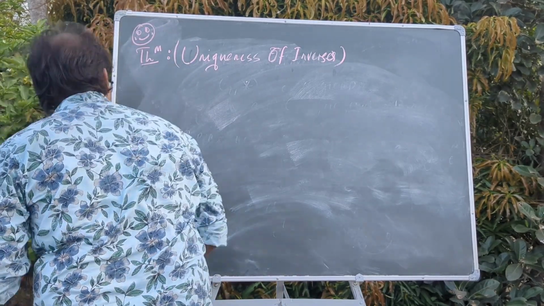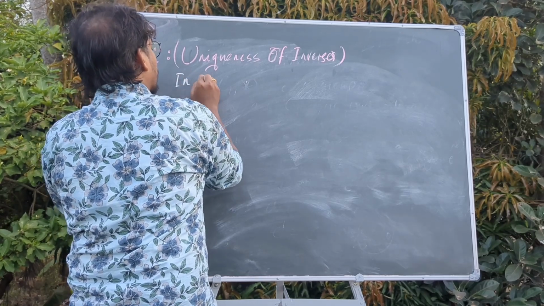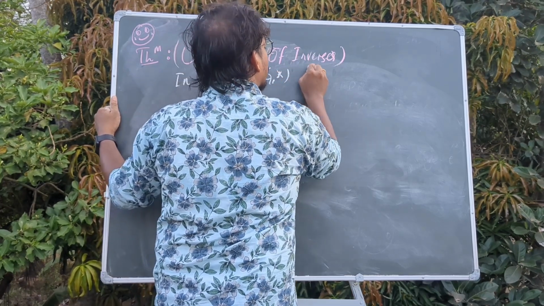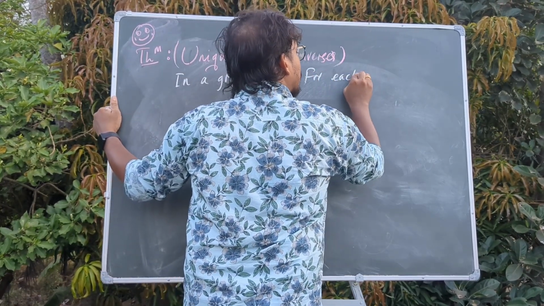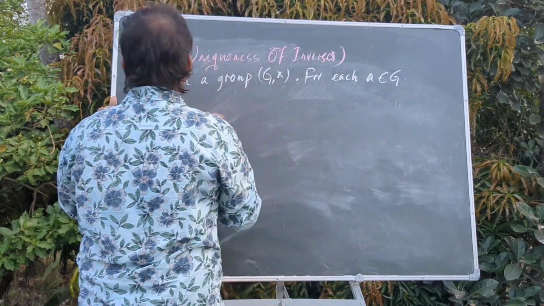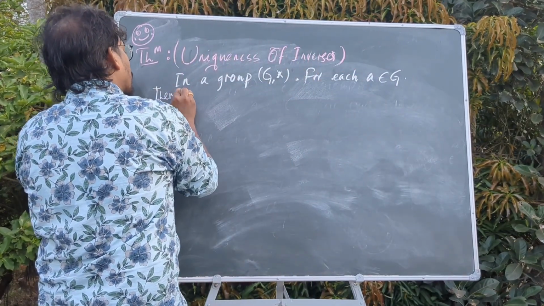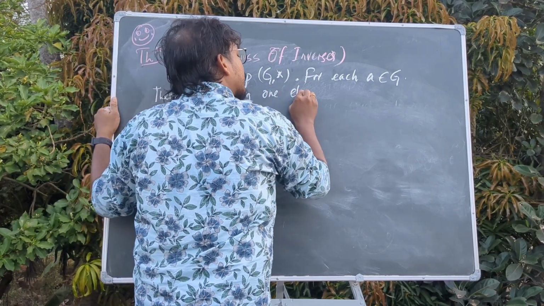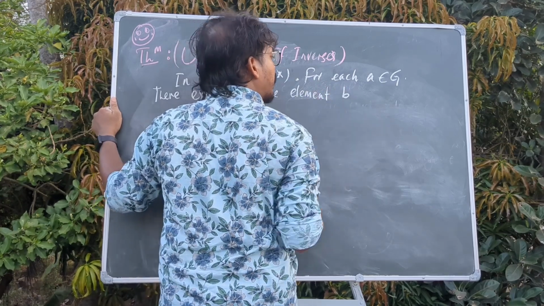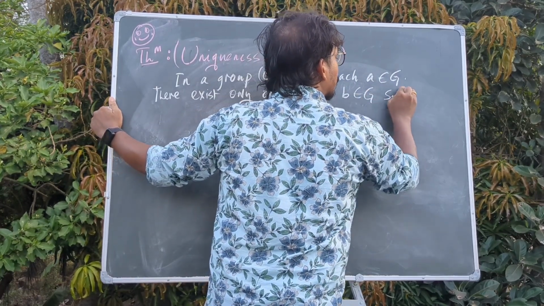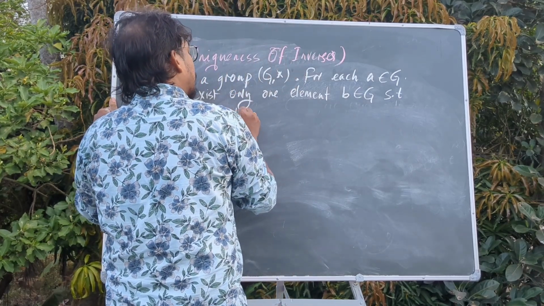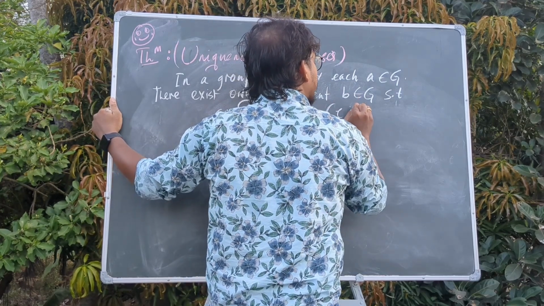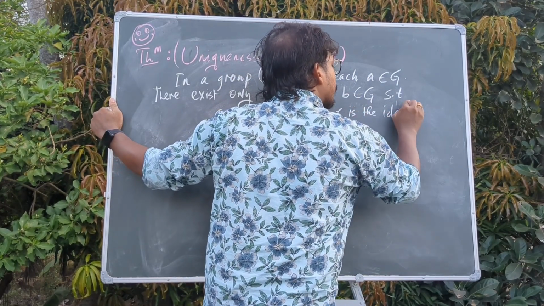And the statement says in a group G star, for each element A of the set G, there exists only one element B in the set G, such that A star B equals B star A equals E, which is the identity of G.